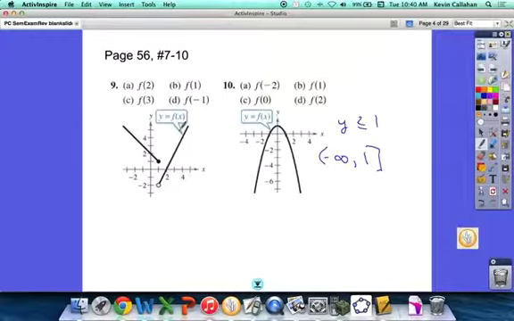What is the range? It's greater than -2, and because that's an open circle, it is greater, not greater than or equal to, greater. So the range is y greater than -2.